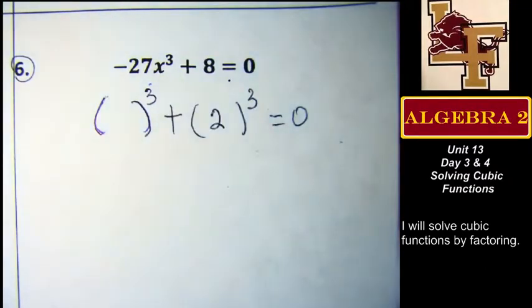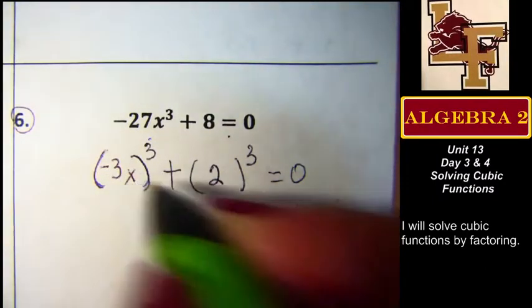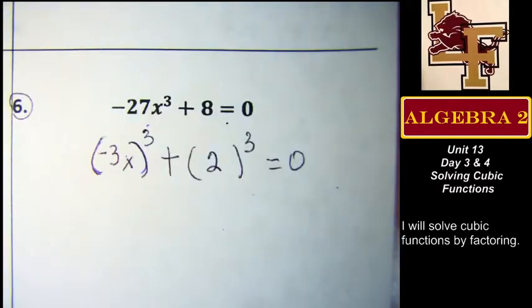What do I need to multiply by itself 3 times to give me a negative 27? Positive 3? Negative 3. It has to be a negative. So let's try negative 3. Negative 3 times negative 3 is 9, positive 9. Positive 9 times negative 3 is negative 27. There it is. So we've got a negative 3 here, and then we have that x so that we can get the x cubed. We now have stuff cubed plus stuff cubed.